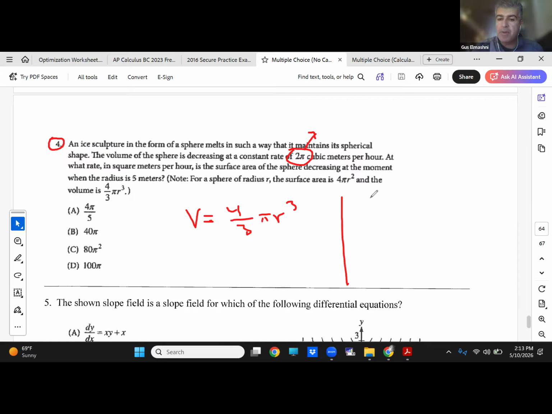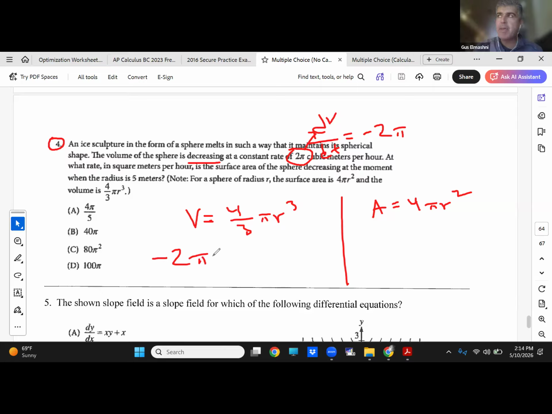Now, area, of course, is over here. Clearly, r is a common variable between both. But I need the dr/dt in order to work out the area part of it. And if it's decreasing, dV/dt is going to equal that value. Now, do I write it as negative 2 pi or positive 2 pi? Obviously, it's negative, right? Because it's decreasing.